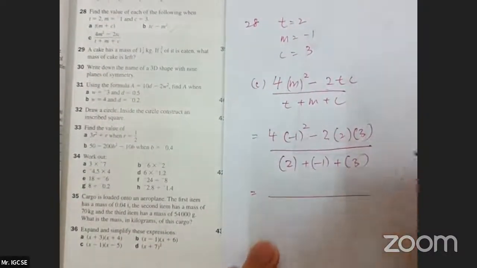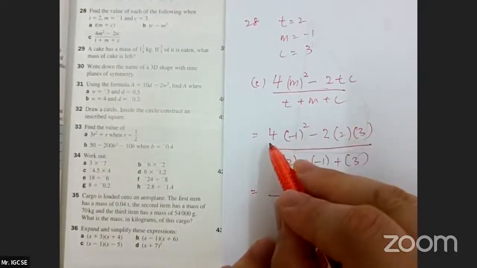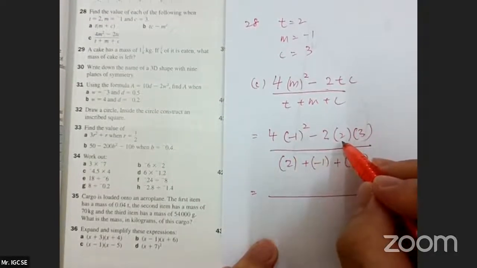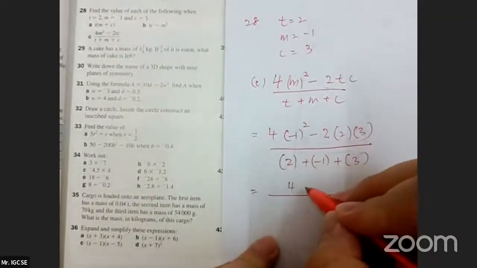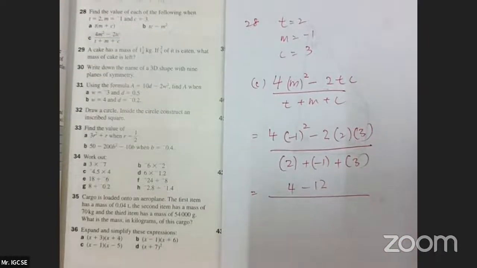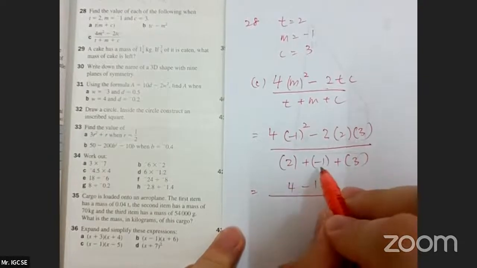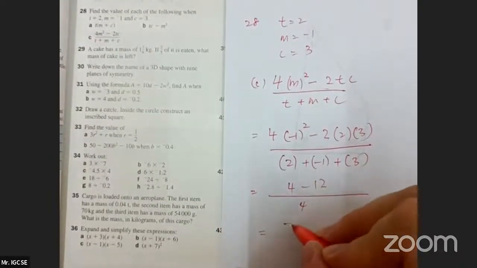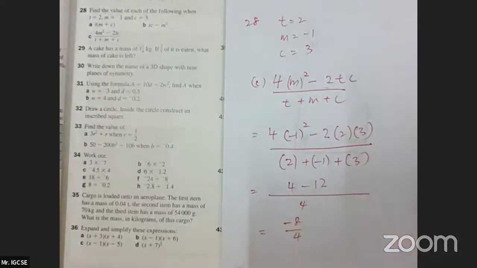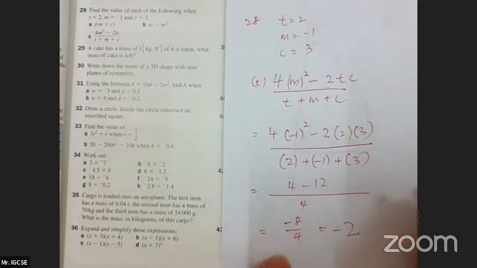On the top one, -1 power 2 is 1, so it's 4. Then 2 times 2 is 4, 4 times 3 is 12, so it's 4 minus 12. On the bottom one, 2 minus 1 is 1, 1 plus 3 is 4. So your answer is -8 over 4. You simplify it, and it becomes -2.